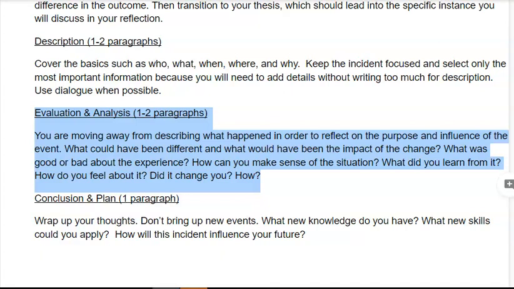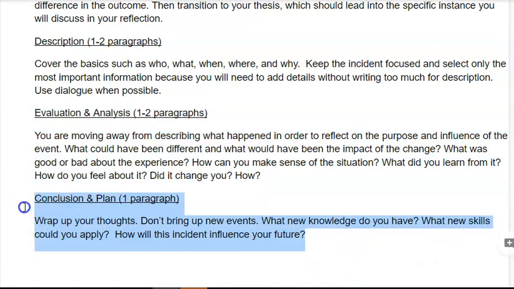So you're reflecting on the moment. Description is telling me what happened and all of the details around that. The evaluation and analysis is where you're moving into reflecting on it and the impact that it's made. Then your conclusion and plan, you're going to wrap up your thoughts.